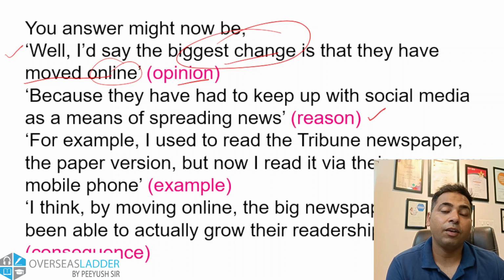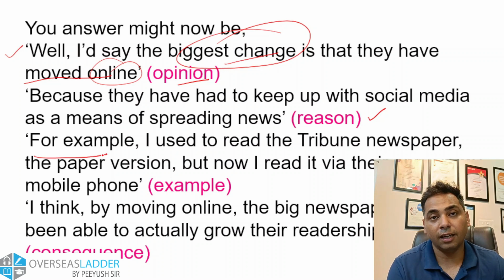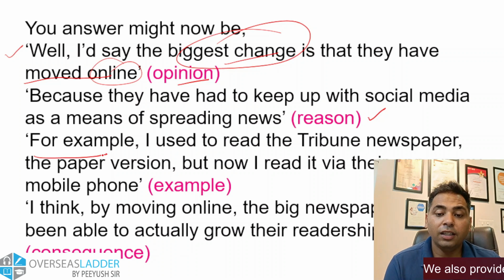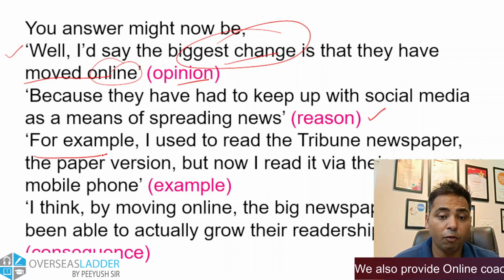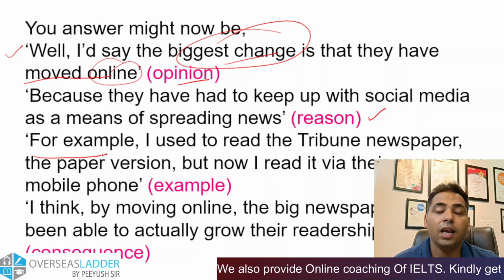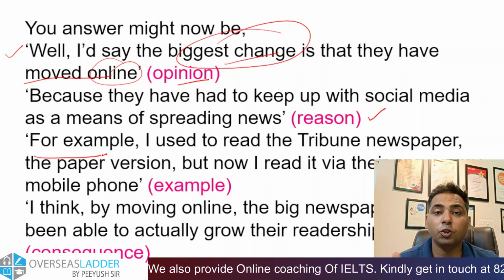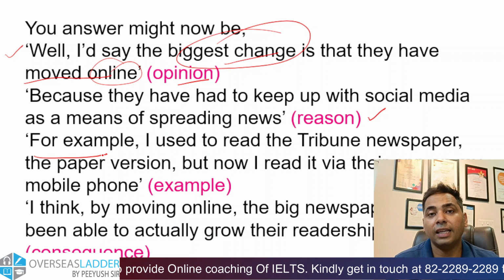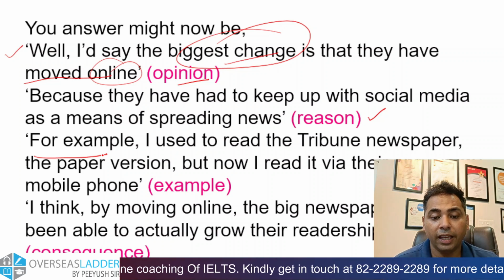Next, we can give an example. So we'll be using a connector for this. For example, you can also use other connectors. You can also say, if I just like to give an example, or you can use, for instance. I used to read the Tribune newspaper, the paper version, but now I read it via their app on my mobile phone. So this is how you're showing how the newspaper has actually changed over the years.